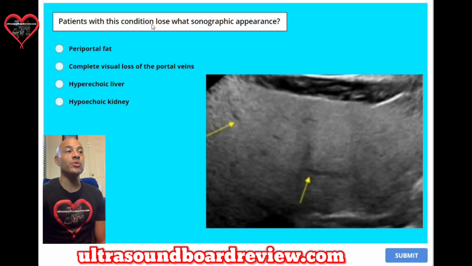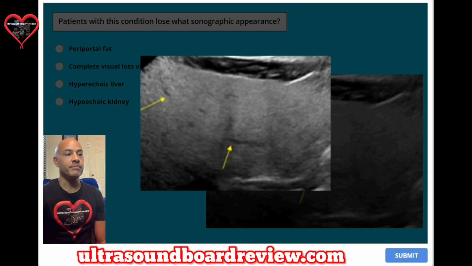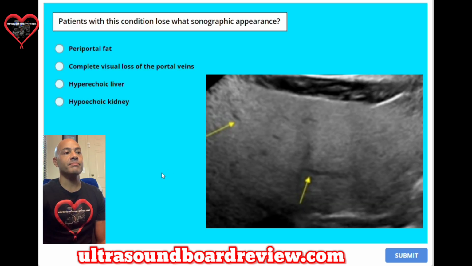Question 54. Patients with this condition lose what sonographic appearance? A, periportal fat. B, complete visual loss of the portal veins. C, hyperechoic liver. Or D, hypoechoic kidney. Remember, this question is asking what sonographic appearance is lost when this condition occurs.